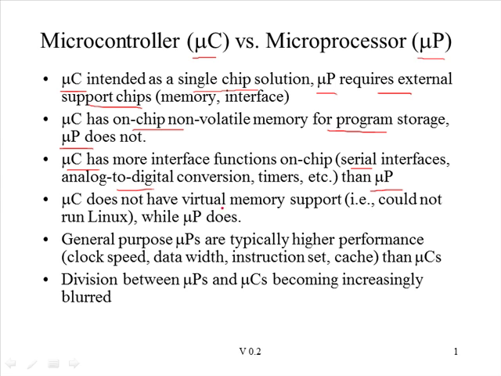A microcontroller also does not have virtual memory. This essentially means that it cannot run an operating system such as Linux or Windows, while a microprocessor can. General purpose microprocessors are typically much higher performance in terms of clock speed, data width, and instruction set than microcontrollers. However, even though I've talked about all these differences, the division between microcontrollers and microprocessors is becoming increasingly blurred.